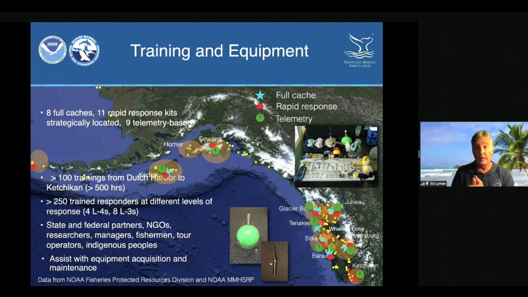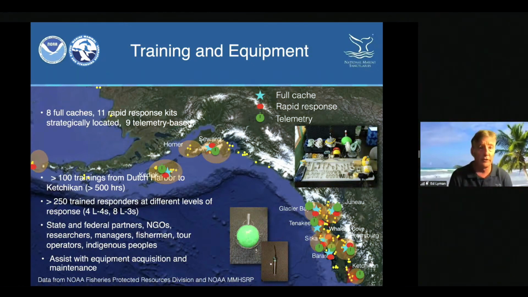You're strategically locating them. Of course, they overlap with the reports, and those orange spheres are kind of the areas of response. Some of those different dots are everything from full caches of equipment, everything you would need to cut a whale free, to rapid response kits, to telemetry tags, to tag a whale and come back another day. And we've done well over 100 trainings everywhere, way out to the left of the screen, Dutch Harbor, all the way down to the lower right-hand corner in Ketchikan, Alaska.